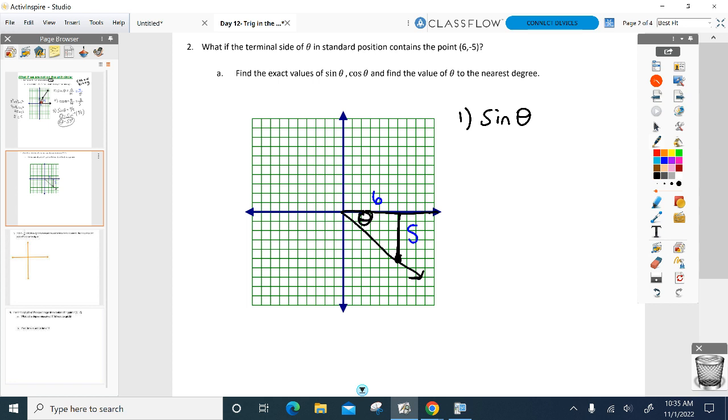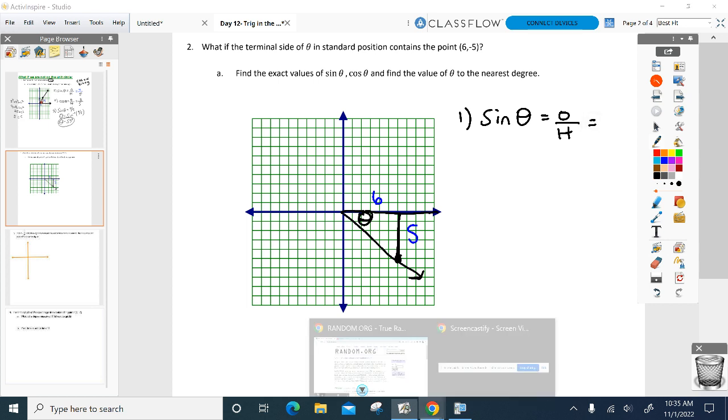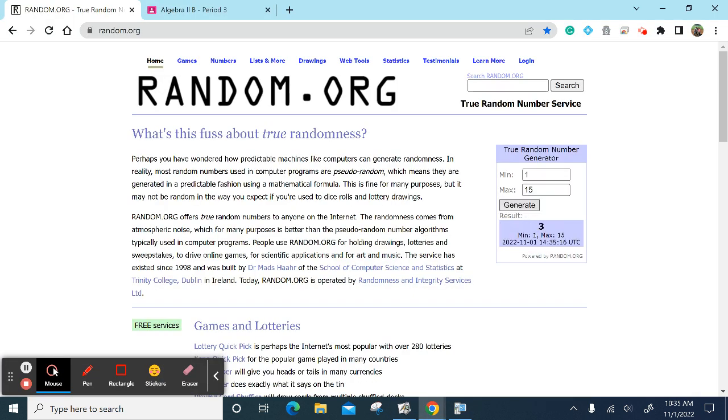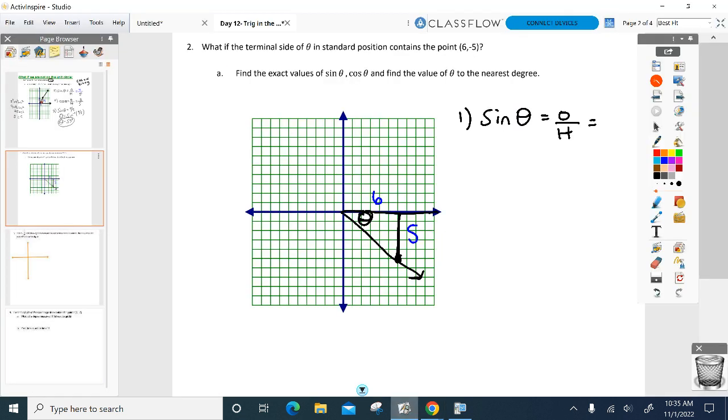I think we're going to run into the same problem we ran into in problem 1 because it's opposite over hypotenuse. All right, give me the opposite side at least. 5, opposite side. Yep. And then I look at the hypotenuse and it's blank. How do we find it though? Off to the side, Pythagorean theorem. 6 squared plus 5 squared equals c squared.